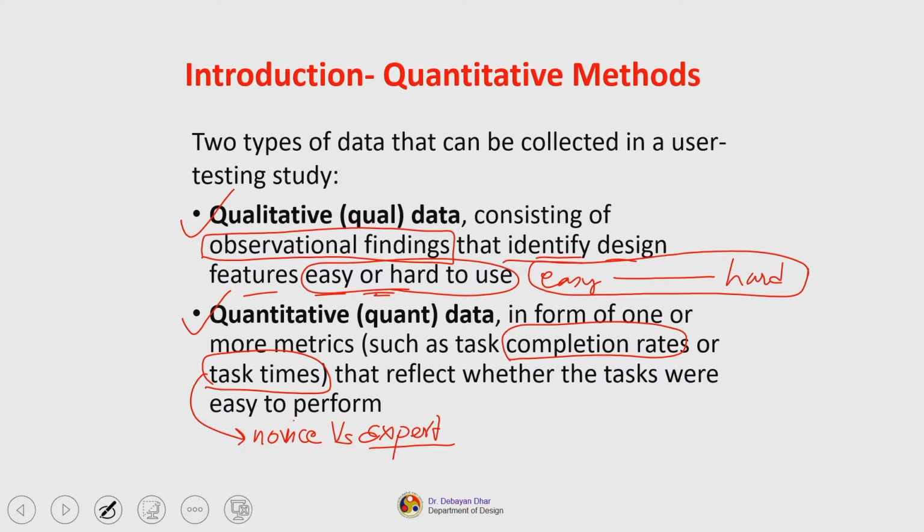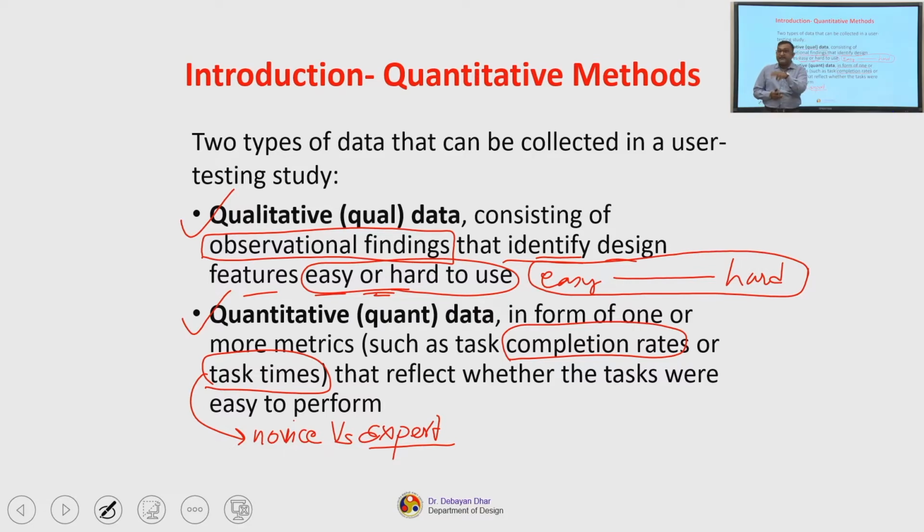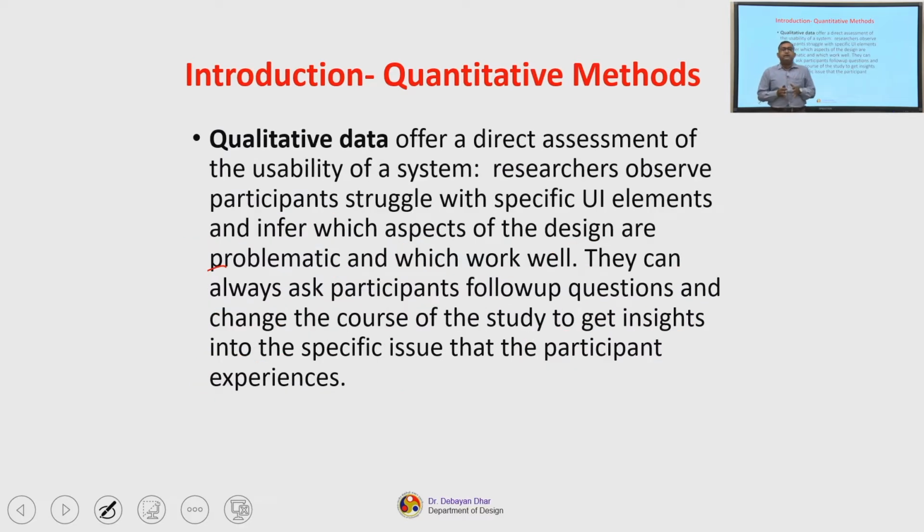So, these are the two different types of data we have been talking about. In the requirement analysis phase 1 and phase 2 of the module, we have discussed a lot of the techniques that focus primarily on the qualitative aspect of the data, be it contextual inquiry or other interviews. While we have also discussed quantitative data like card sorting and tree testing, we will also briefly discuss them again here. Now, qualitative data offer a direct assessment of the usability of a system.